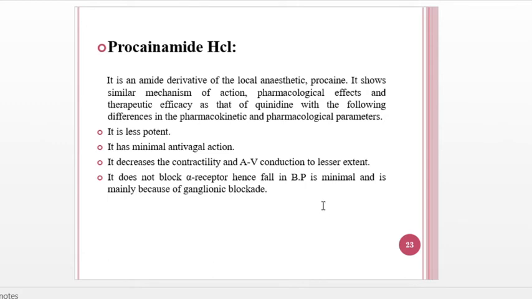Then the next one is procainamide. This is an amide derivative of the local anesthetic procaine. It shows a similar mechanism, pharmacological effect, and therapeutic efficiency to quinidine, with the following differences in pharmacokinetic and pharmacodynamic activities. It is less potent, has a minimal antivagal action, and decreases conductivity and AV conduction to a lesser extent. It also does not block alpha receptors, hence the fall in BP is minimal, and it is mainly because of ganglionic blockade.